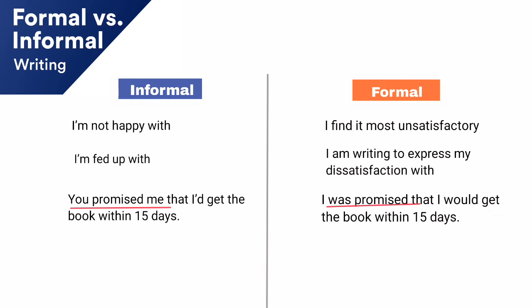You promised me, and here it is I was promised, which means I was promised by someone. So here I was promised is a passive voice, as you can look. Here we have used the contraction I'd, and here we have used the full helping verb would, I would, right? So this is again the difference. Don't forget it. Don't write here I'd.